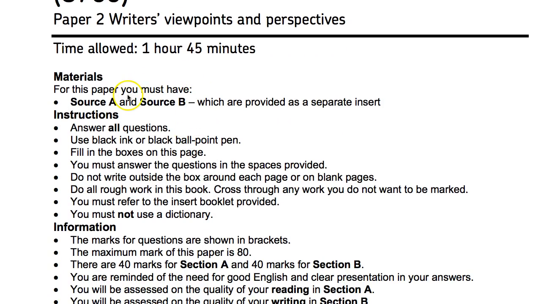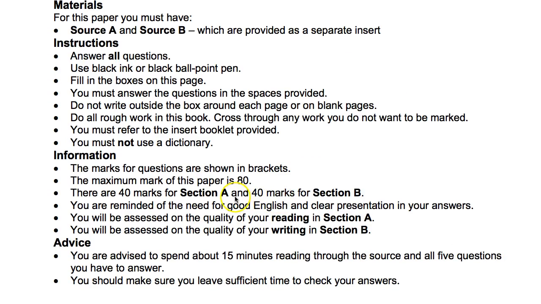So the first thing you need to know is that there are two sources. One will be a modern text and one will be a 19th century text. The other thing is that there are parts A and B to the exam, and each are worth 40 marks, giving you 80 marks in total.